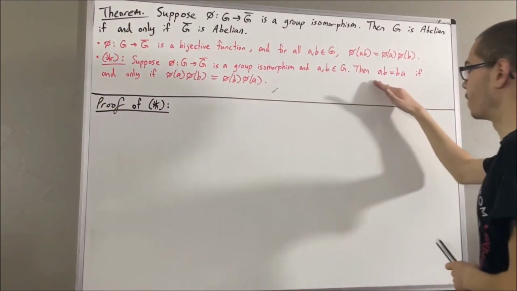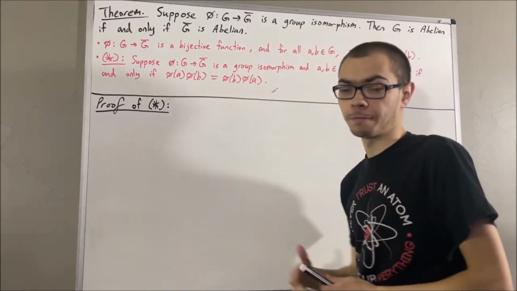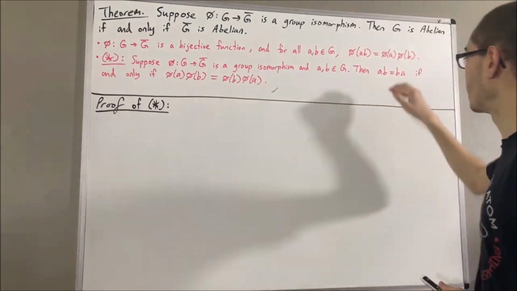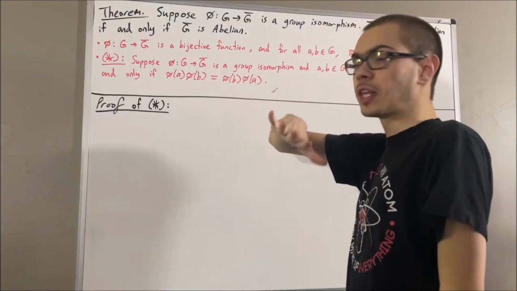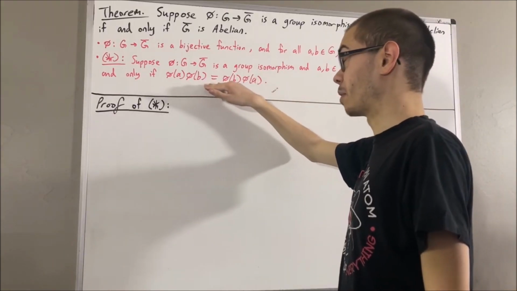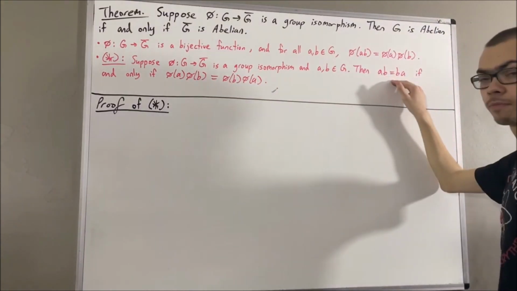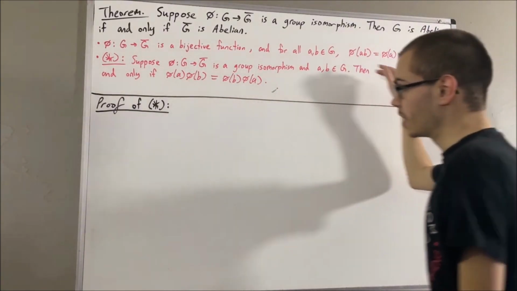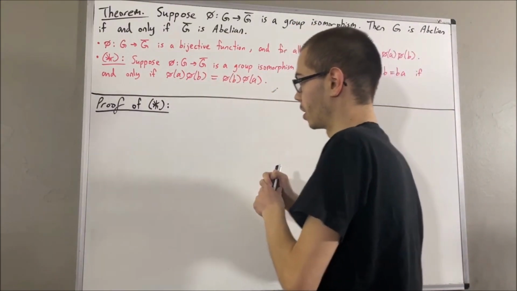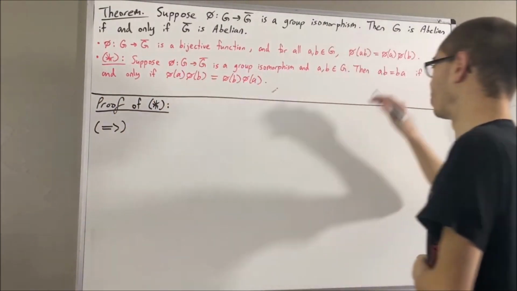Now, we're trying to prove a statement containing if and only if. So to do that, we're going to prove if A and B commute, then phi of A and phi of B commute. And then we're going to prove if phi of A and phi of B commute, then A and B commute. Let's first prove the forward direction. We're going to prove if A and B commute, then phi of A and phi of B commute. And to do that, suppose A and B commute.